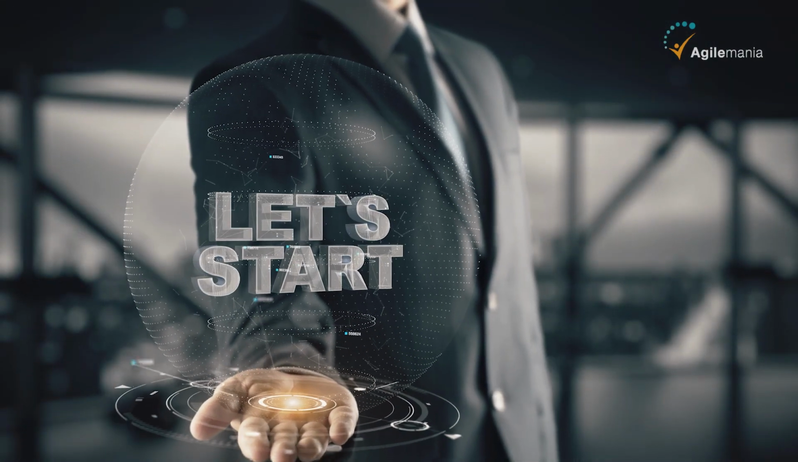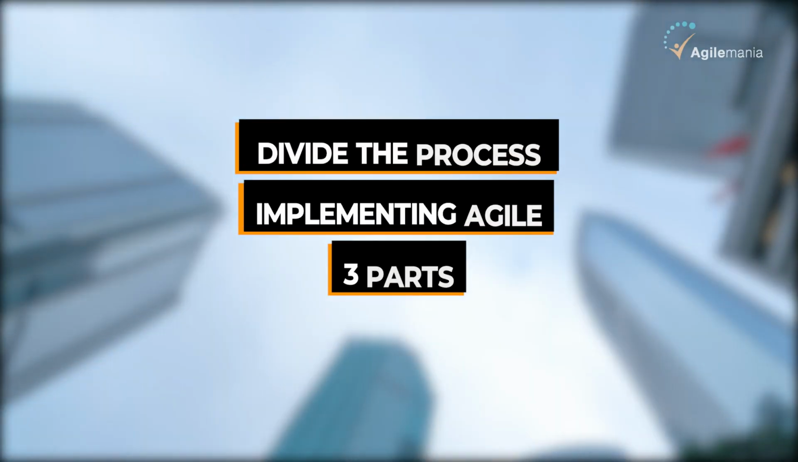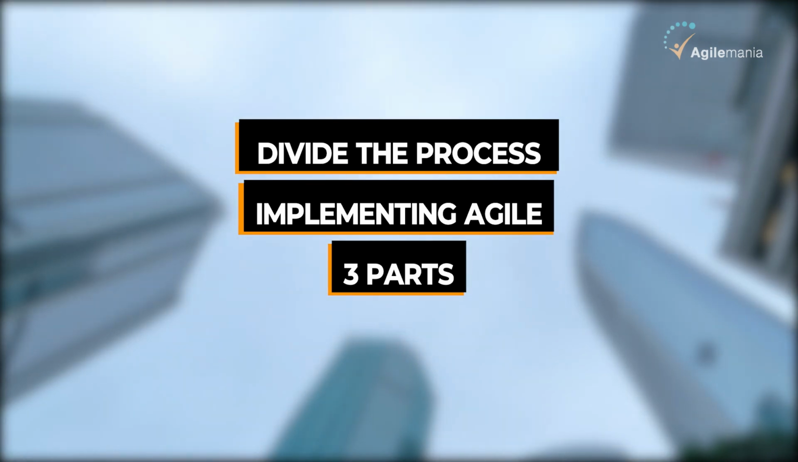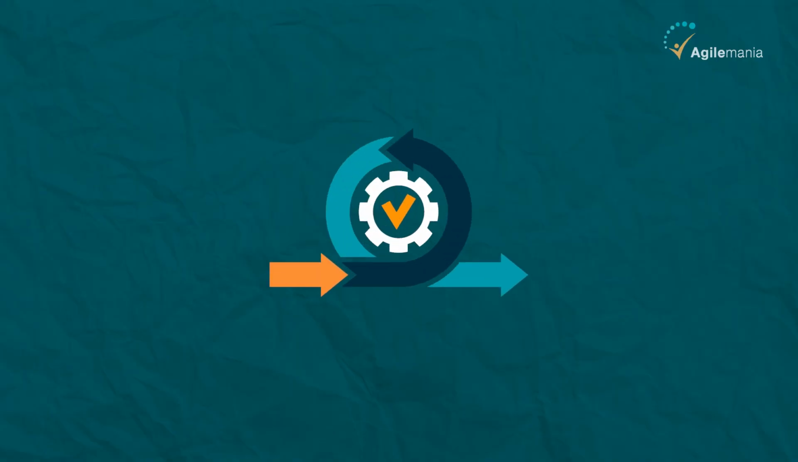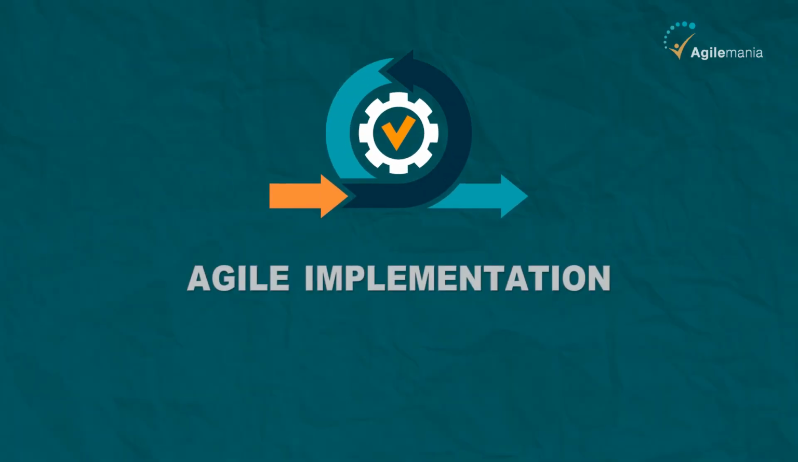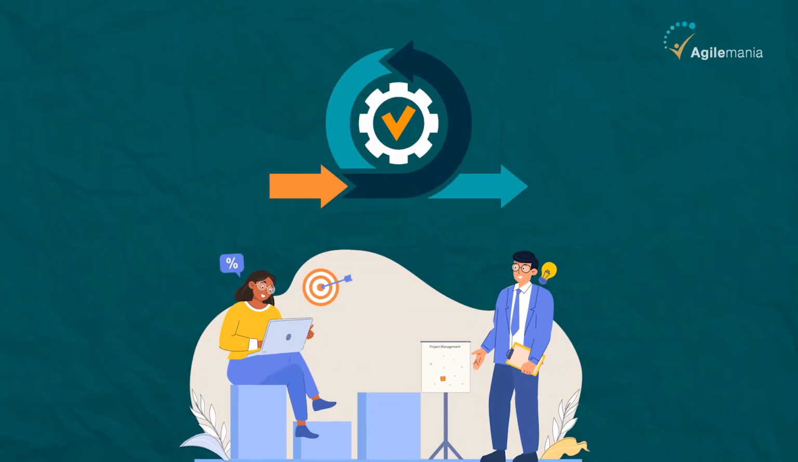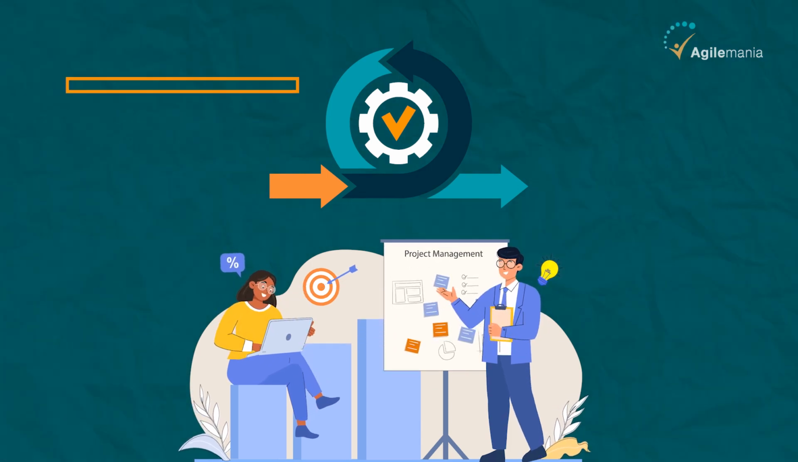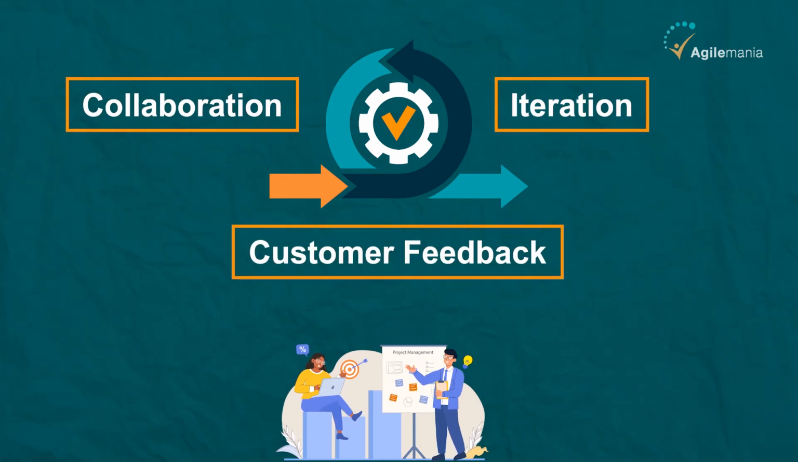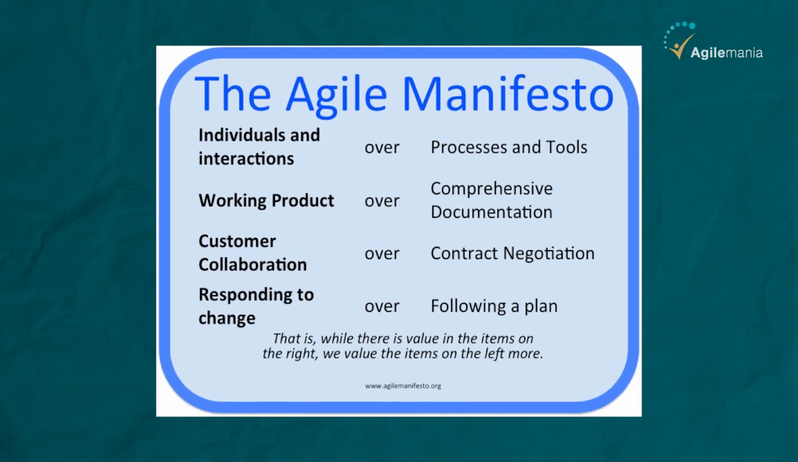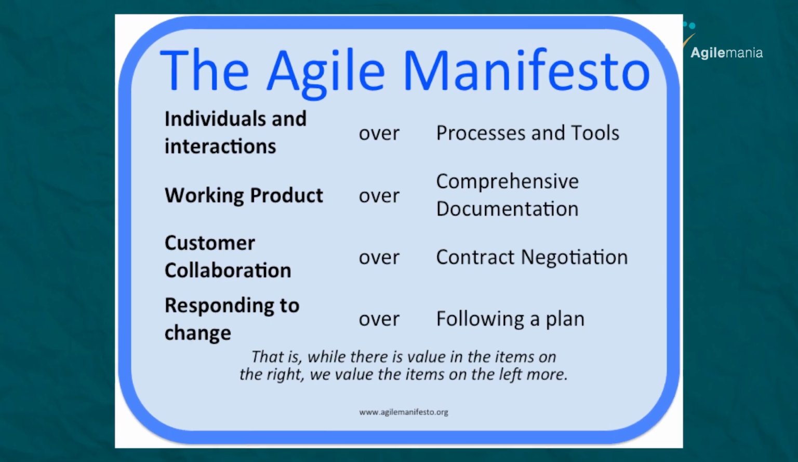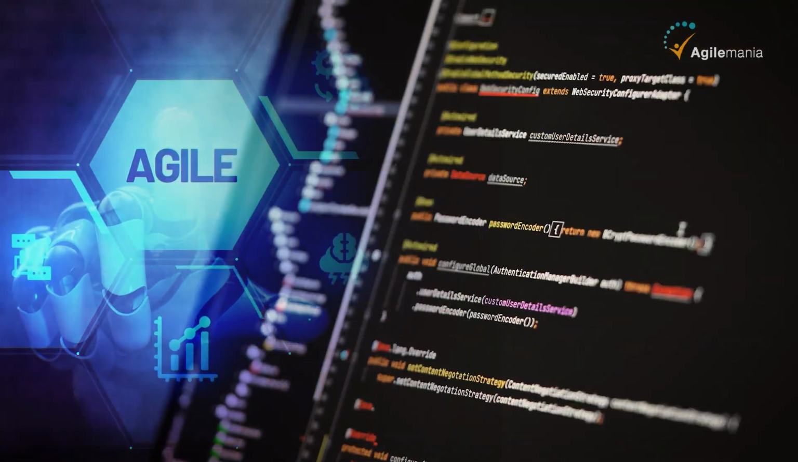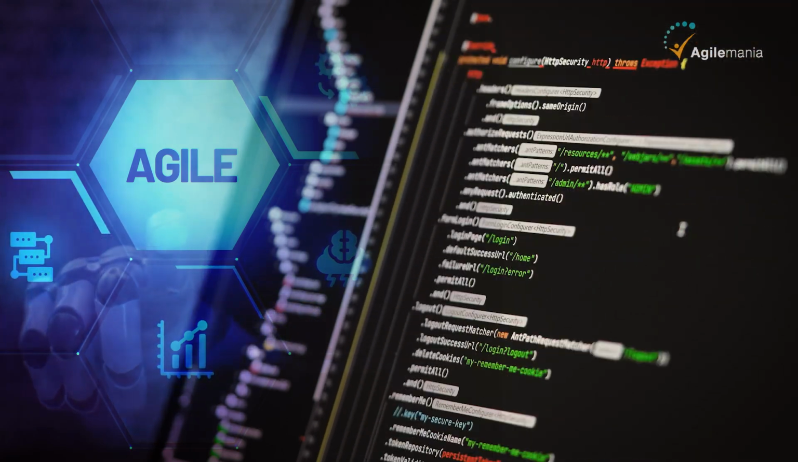So, let's get started. We will divide the process of implementing Agile into 3 parts to make it easy for you to understand and execute. Part 1: Understanding Agile. Before we dive into how to implement Agile, let's first define what it is. Agile is a project management methodology that emphasizes collaboration, iteration, and customer feedback. It's based on the Agile Manifesto, which prioritizes individuals and interactions, working software, customer collaboration, and responding to change. Agile is typically used in software development, but can be applied to any project or team.